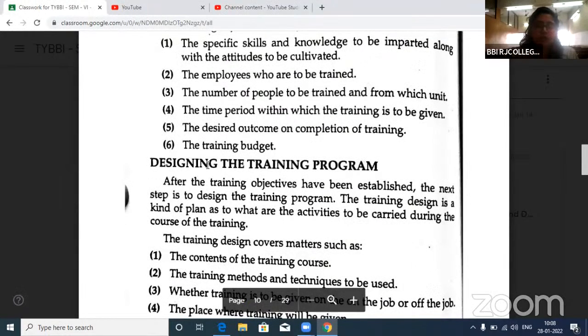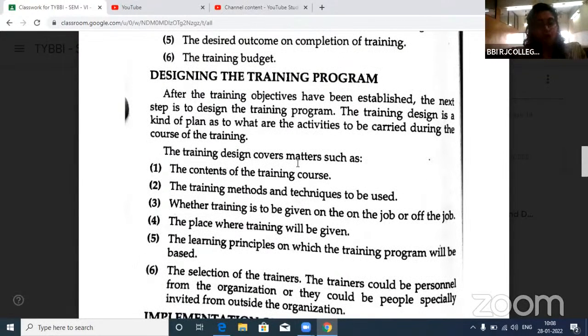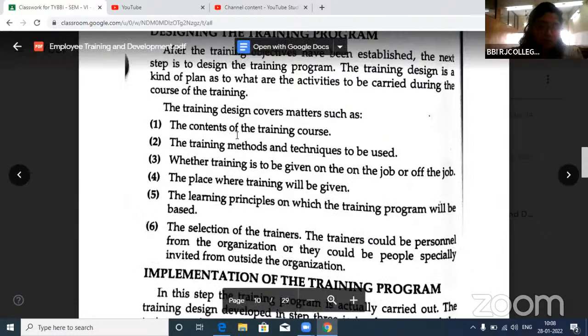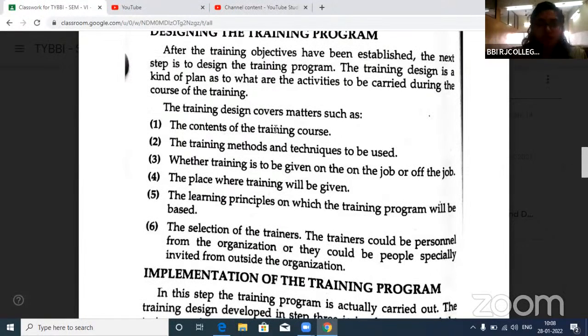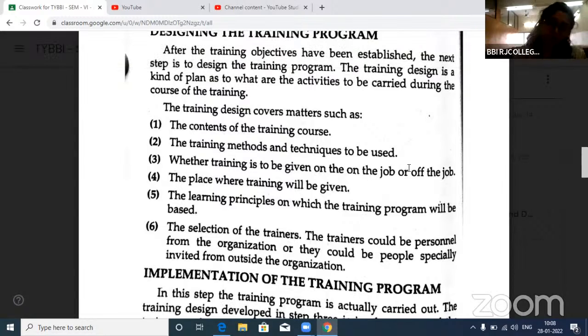Okay. So next is designing the training program. As you have decided what the objectives are, how to train them, and on what aspects to train them, now you will design the program. To design the program, you need certain things like contents of the training course, that means what all you will include in the training sessions. Next, training methods and techniques: whether training is to be given on the job or off the job. What do you mean by on the job, students?